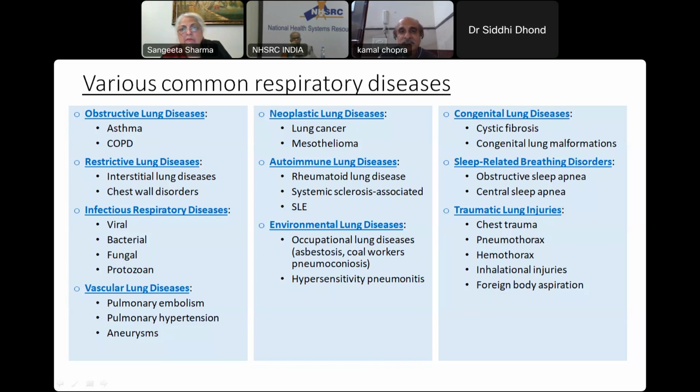Autoimmune diseases like SLE and rheumatoid lung disease. Environmental and occupational lung diseases: in many industries, like asbestos and coal workers, these lead to silicosis or pneumoconiosis because of dust inhalation. Hypersensitivity pneumonitis is another environmental lung disease. Congenital diseases: cystic fibrosis and congenital lung malformation. Sleep-related breathing disorders, which are very common nowadays, and many physicians are working on this: obstructive sleep apnea and central sleep apnea. Traumatic lung injuries can occur in any trauma leading to chest trauma, which leads to pneumothorax, hemothorax, or maybe some foreign body aspiration also.